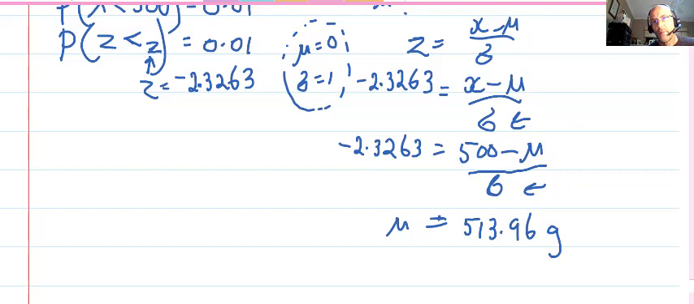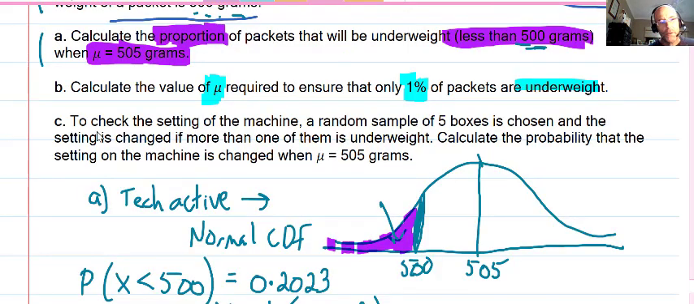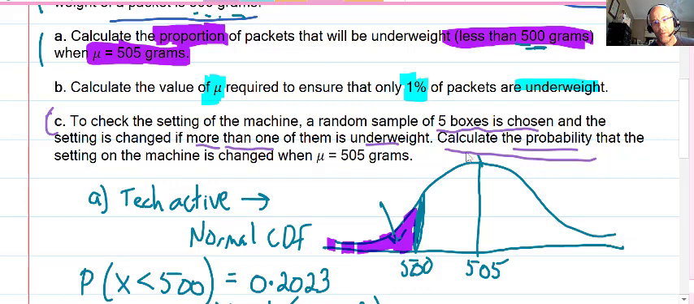Okay, the last part. Part C. Now this is actually where the binomial part comes in. This takes a little bit of insight. To check the setting of the machine, a random sample of 5 boxes is chosen. Okay, and they do a little trial here. Okay, a little binomial trial. In fact, the setting is changed if more than one of them is underweight. Alright, so 5 boxes in the trial. They change the machine's setting if more than one of them is underweight. So you've got to calculate the probability that the setting on the machine is changed when mu is 505.